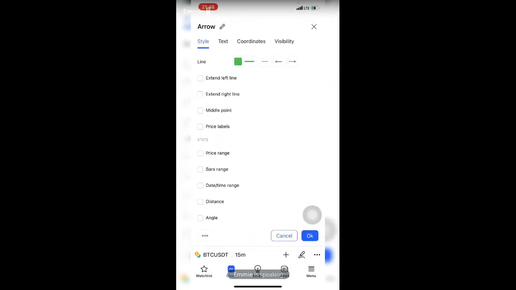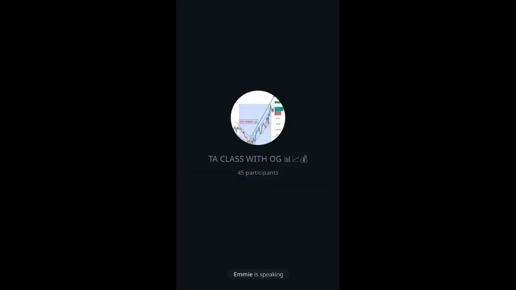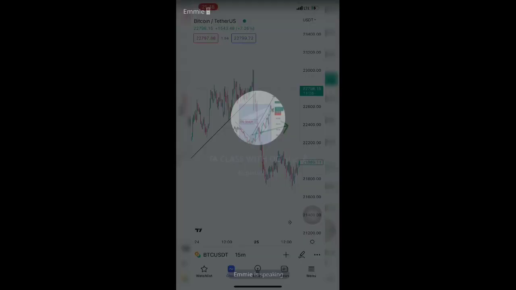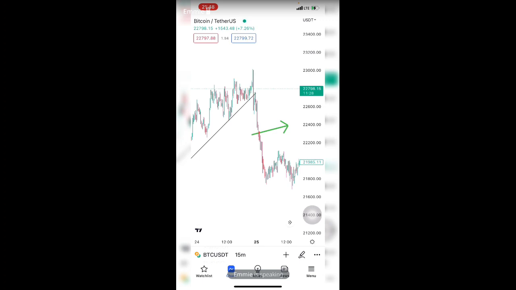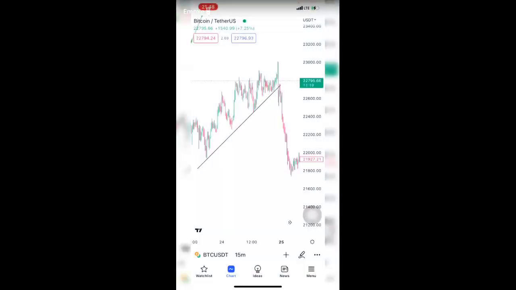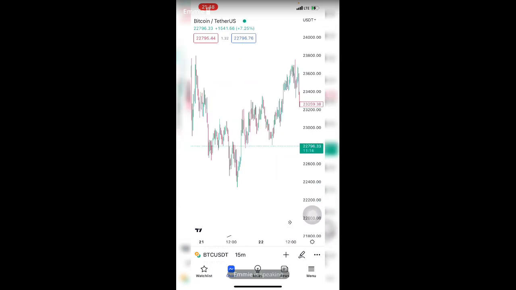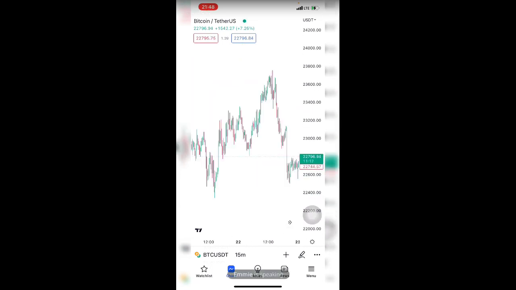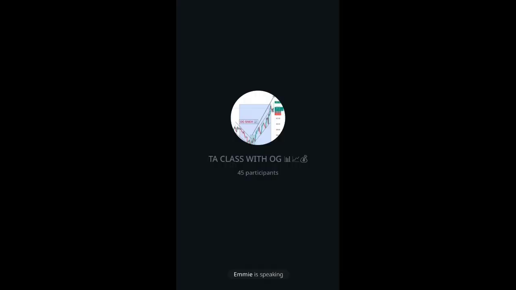We have two types of support. It's either horizontal or slant. So I've shown us an example of slant, and I've shown us an example of horizontal. So now this place is horizontal. This is a slant resistance line.